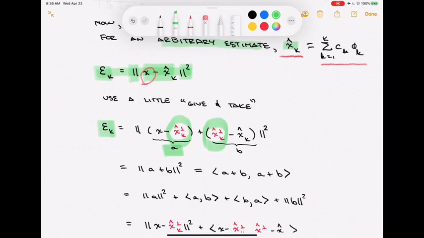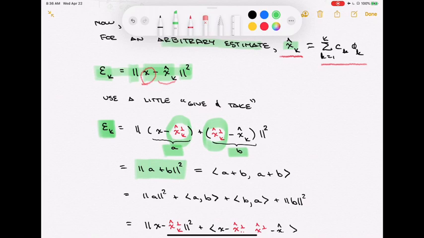And then I'm going to take that other side that was originally in there, that's the minus x hat k, that was minus the arbitrary estimate, and I'm going to group that with the x hat perp k, and so that is going to give me this thing that I'm going to call b. Okay, so what do I have? I have this norm squared error. The error of my arbitrary estimate is going to be equal to the norm squared of a plus b, where a and b were defined above.